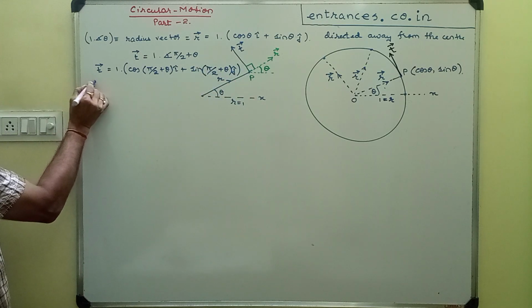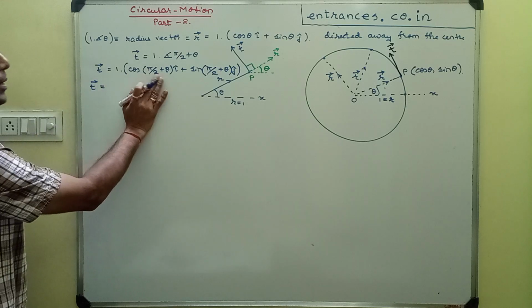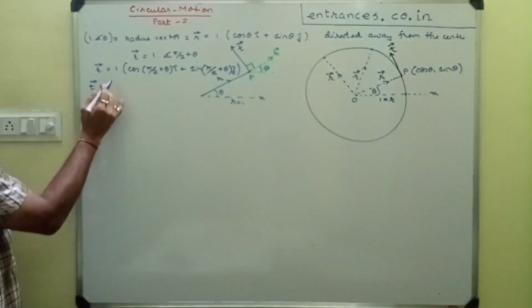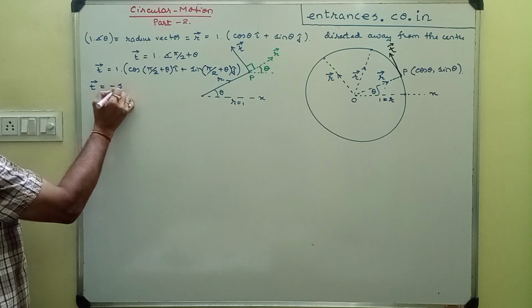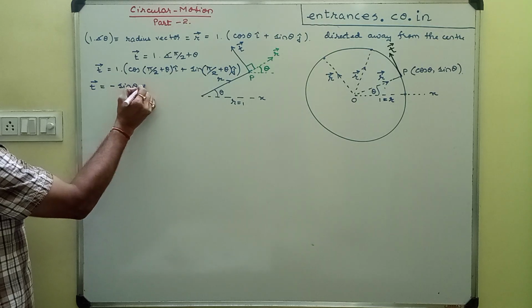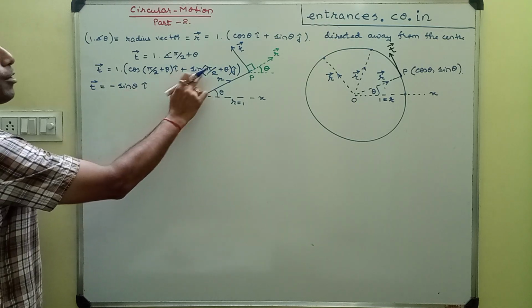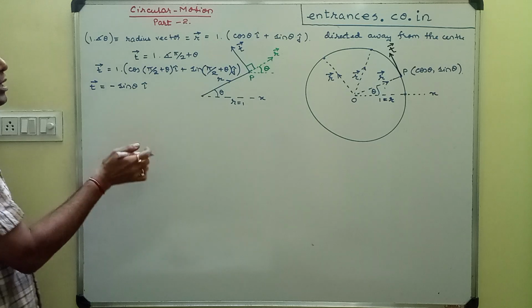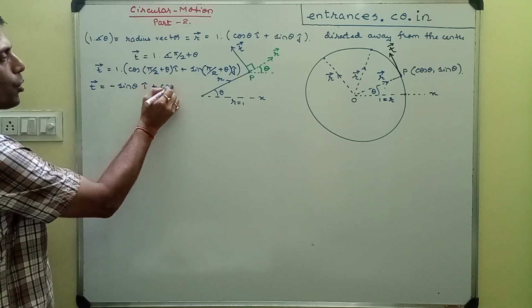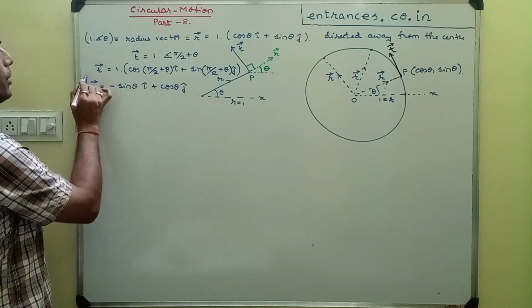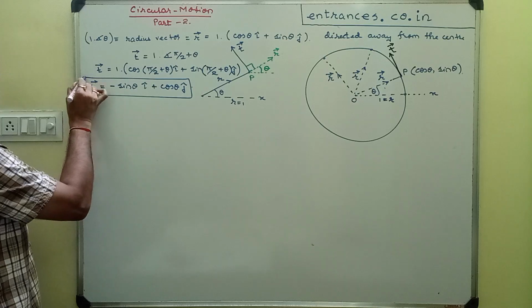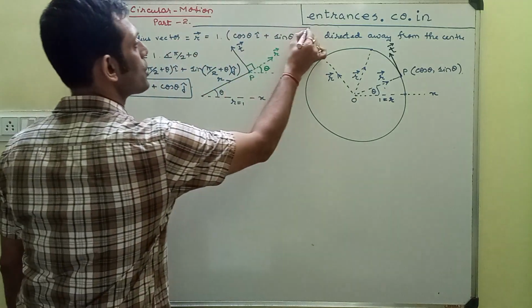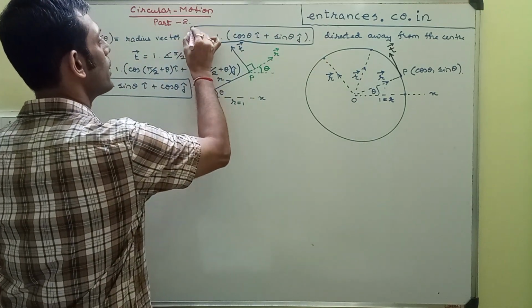So therefore the tangent vector can be defined as cos of pi by 2 plus theta, which means minus sin theta, so minus sin theta i cap, and sin of pi by 2 plus theta means cos theta, so cos theta j cap. This is the definition of the tangent vector, whereas this is the definition of the radius vector.